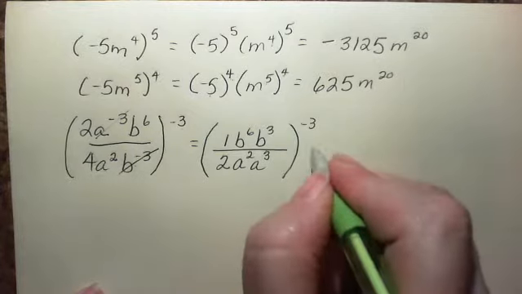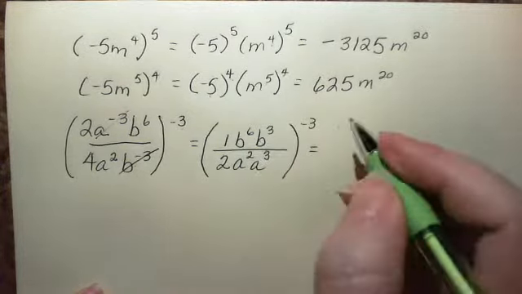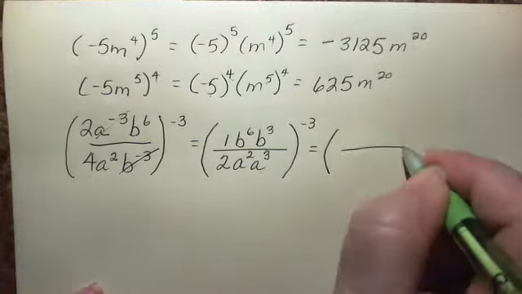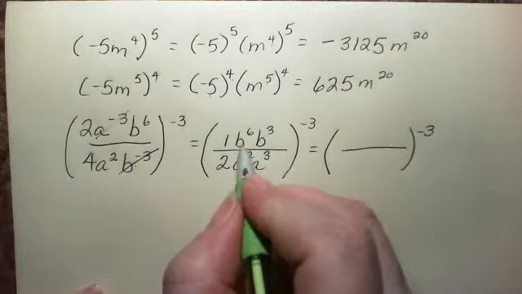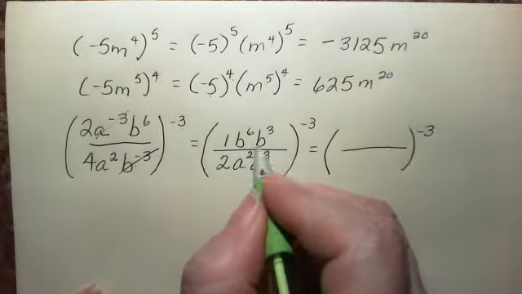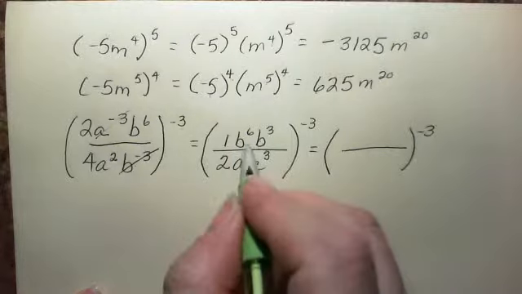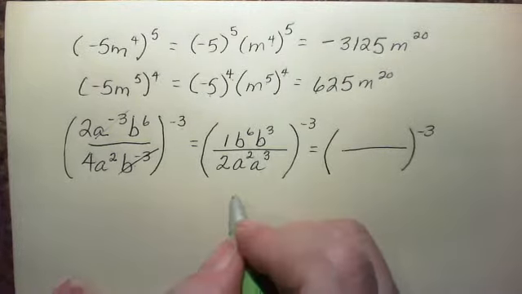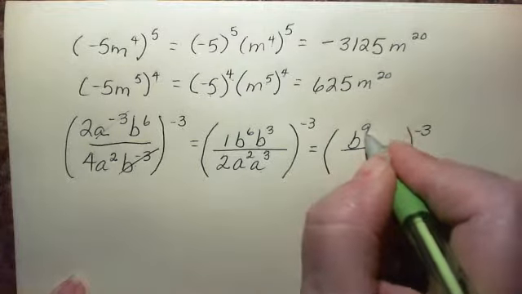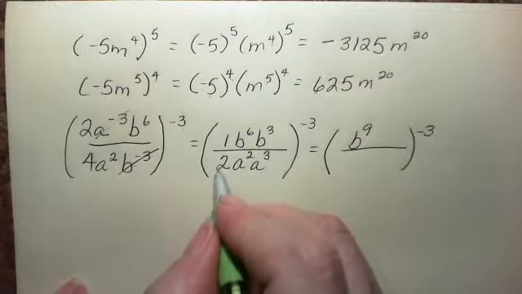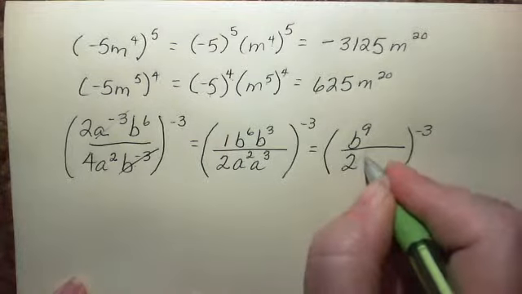We could still do some work inside, couldn't we? Because we could use the product rule here. So let's simplify inside still. This is 1 times b to the 6 times b to the 3. This means we add the exponents. 2 bases multiplied. It's the same base with 2 powers. So that gives us b to the 9th, and this gives us 2 a to the 5th.